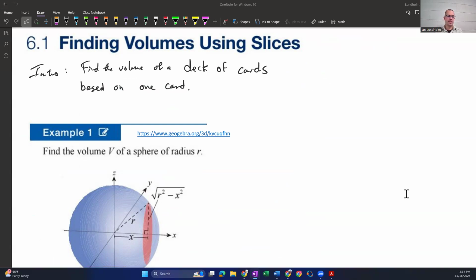The key to this is that we're going to need to pay attention to cross-sectional area. If we take a look down here at the sphere, you can notice that there is a red cross-section circle that's highlighted. The idea is, hopefully, we should be able to calculate the volume by adding up a bunch of thin slices as we slice through the sphere.